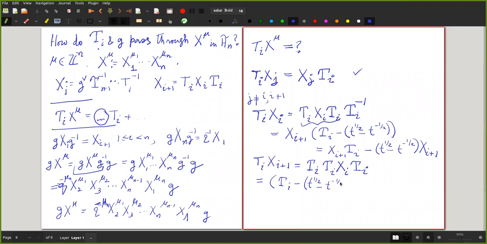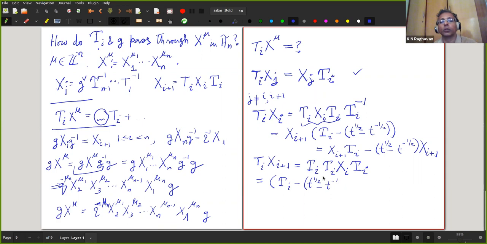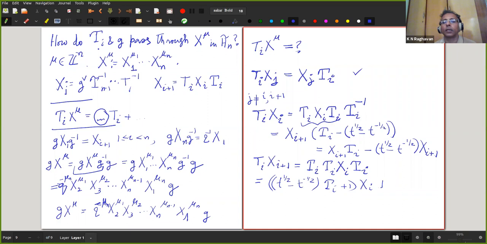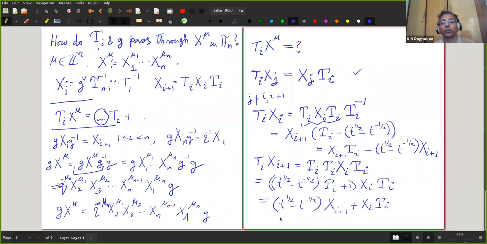Right, so I substitute. Ti square was equal to T power half minus T power minus half into Ti plus one, if I got that right. Then Xi Ti, okay. Now, this is Ti, T power half minus T power minus half, Ti, Xi, Ti, which is Xi plus one, plus Xi. Okay, so it's Xi Ti. So Ti passes through the Xi plus one, but produces an Xi on this side. And then there is a T power half minus T power minus half Xi plus one. Notice that this is just the negative of this, okay?